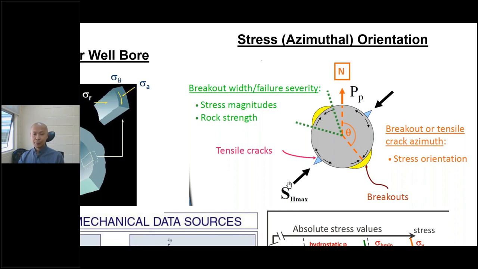Okay, so in this case, the maximum horizontal stress is always parallel to the tensile crack, because the breakout occurred because of the compressive strength. So this maximum horizontal stress is translated into hoop stress, compressive stress, and the failure, the breakout, will occur 90 degrees from it. Knowing this condition of the wellbore will help us to define the orientation of our minimum and maximum horizontal stress.